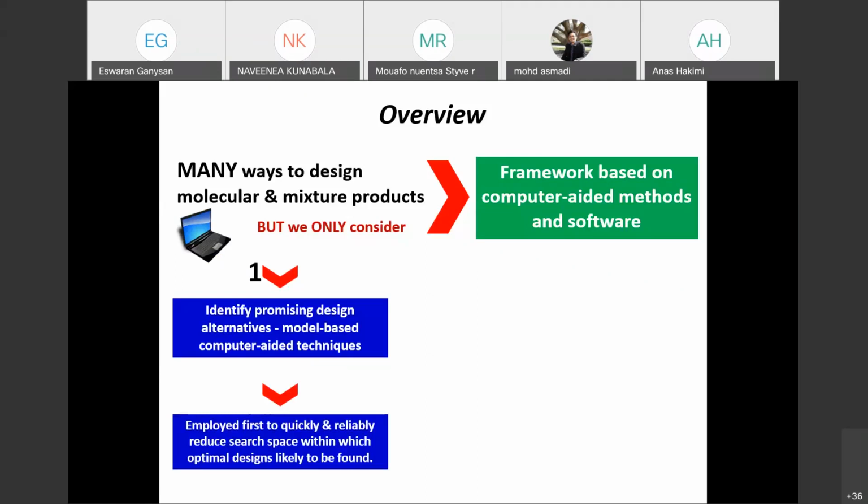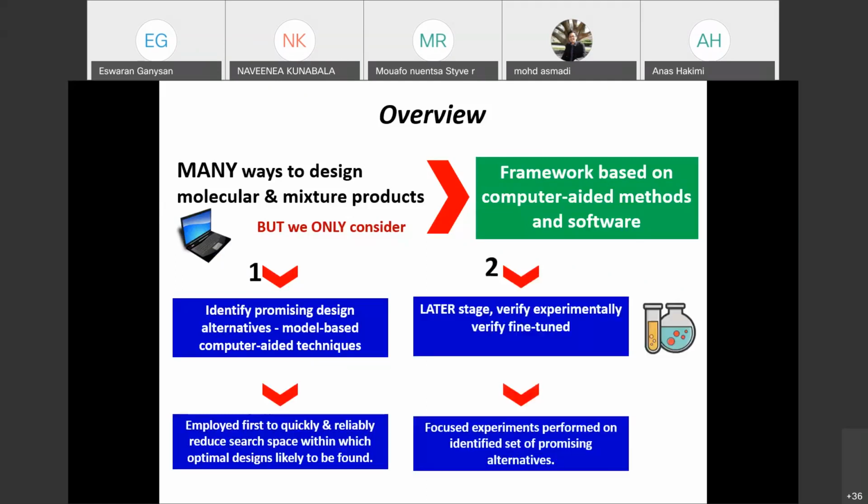So employ it first to quickly and reliably reduce the space within which the optimal design is likely to be found. And then in the later stage, this is what I told you, verify experimentally.